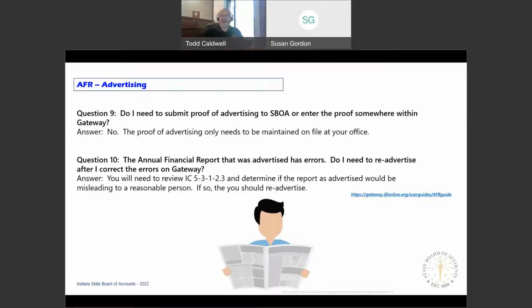If something was $1 off and that was what you changed, that might not be worth the money, obviously, to re-advertise it. But if it was off $100,000, that might be misleading to a reasonable person, and I would probably recommend going ahead and re-advertising at that point. So it's going to depend on your situation and what your change was, what your error was, or what you had to move to determine if you need to re-advertise.